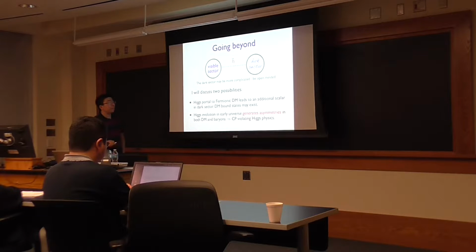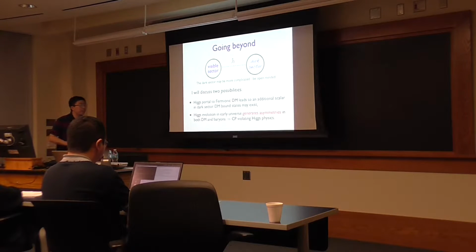One is, instead of the scalar dark matter, I'm going to talk about fermionic dark matter. This is the simplest extension. Because this is a fermion, I'm going to talk about the UV completions. In this case, I will discuss a possibility I recently discovered: the dark matter can form a bound state, and it changes all the predictions we had for the minimum model.